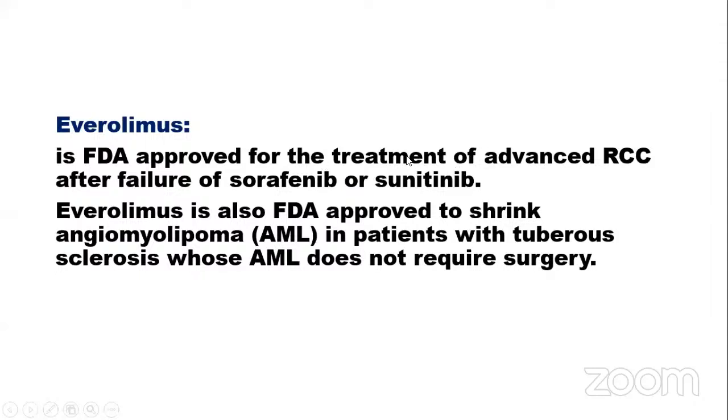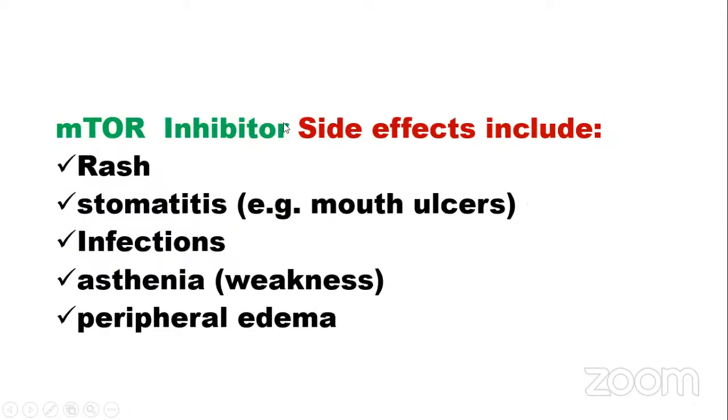Everolimus is FDA approved for treatment of advanced RCC after failure of sorafenib or sunitinib. If we have failure of sunitinib or sorafenib, it is better to use everolimus. Everolimus is also FDA approved to shrink angiomyolipoma. So for angiomyolipoma, it is better to use everolimus, in patients with tuberous sclerosis or whose angiomyolipoma does not require surgery.